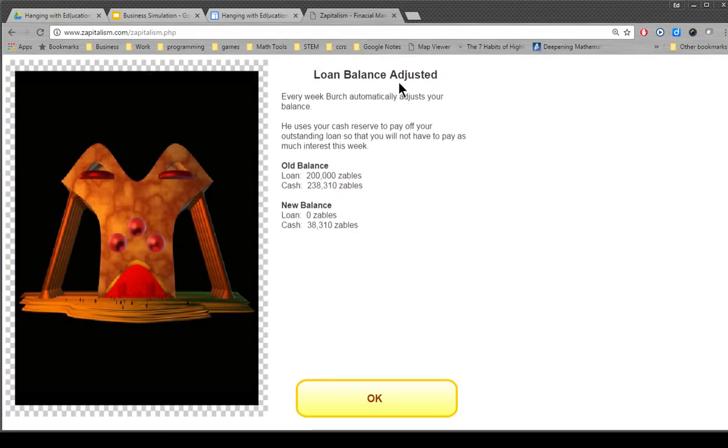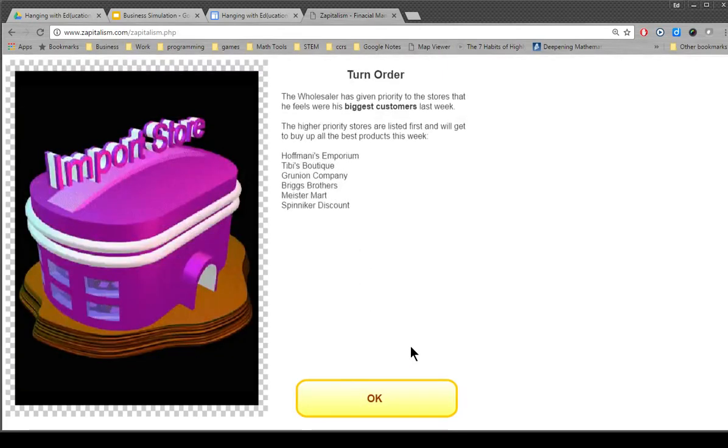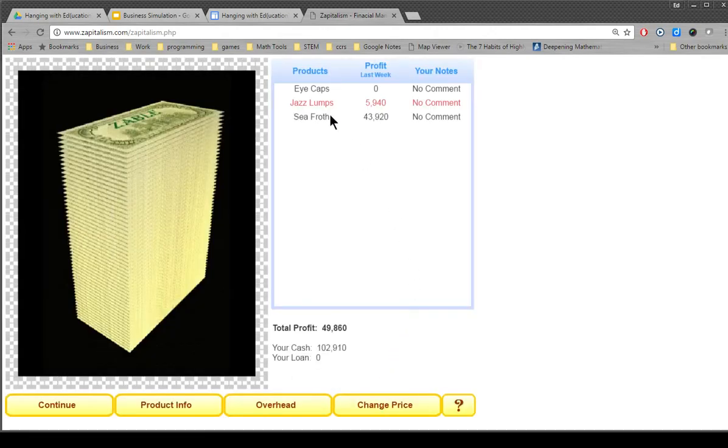So the loan balance is adjusted every week. It's automatically adjusting my balance. I start learning about compounding interest. I learn about how much cash I made, how much of a loan I got. And we can see where we ranked here in terms of money for this turn. So we can see we moved to the middle of the pack. I don't know if that's because of our loan or if that's because of the money we made. We get second pick right now. Huff gets the first. So that's kind of interesting.